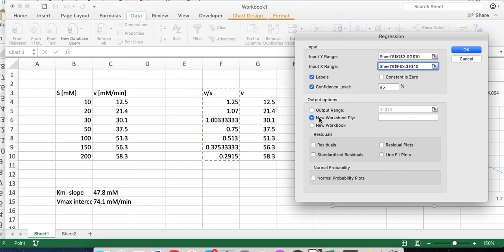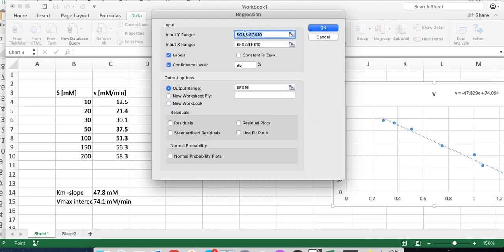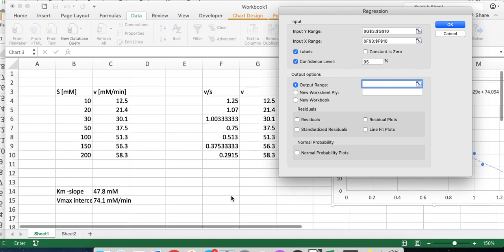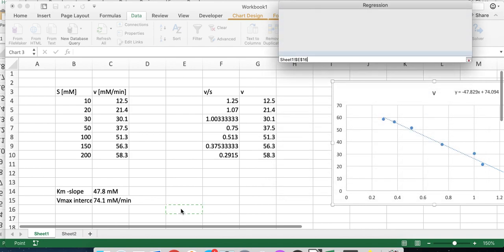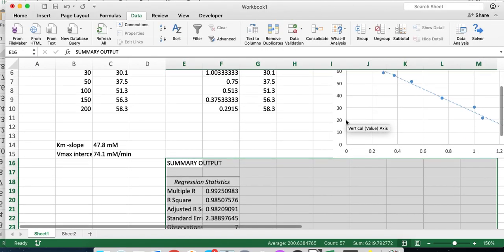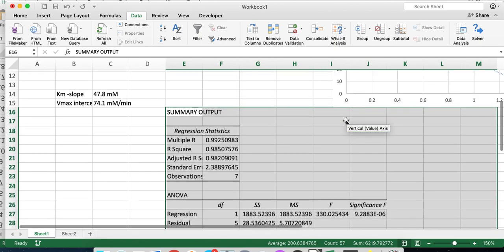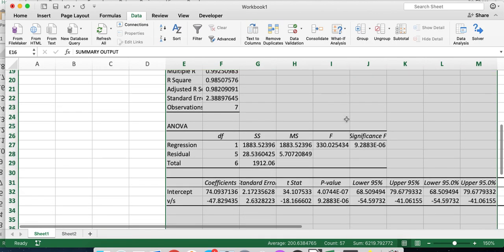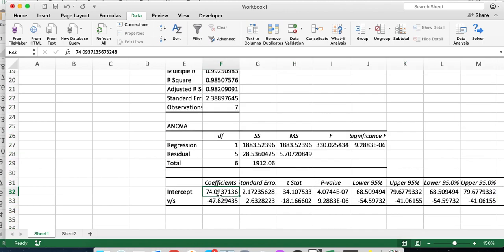And now we simply say we want the output of the regression analysis, and we put this output on the same sheet, say, starting here. We've got the right values, so we don't need to worry about these things. Let's see what we get in terms of output. Here we get a summary of the output. The interesting things that we are concerned with are the intercept and the V over S, that is our gradient.